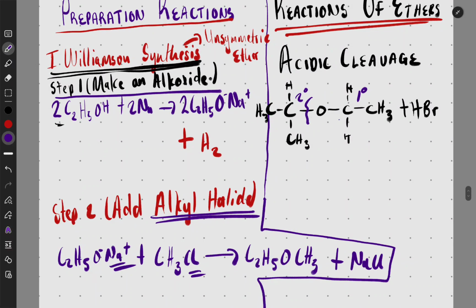And what are you going to have? You're going to have this come as a CH. Then we have this as a CH3. Let me change the color so you can see.